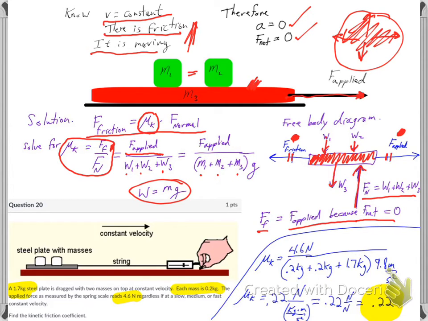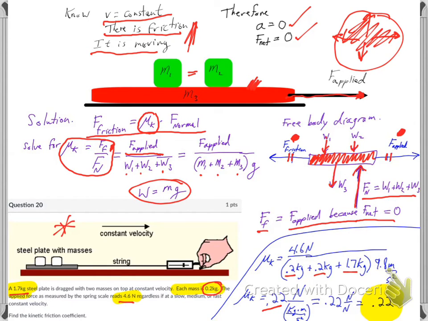Okay, now let's do some actual numbers. This is the diagram in the problem. Over here I have 1.7 kilograms, 4.6 newtons pulling, and each small mass is 0.2 kilograms. So I put the 4.6 newtons in the applied force, and 0.2, 0.2, 1.7 all added together times 9.8 under the 4.6 newtons, and I'm going to get 0.22 as my answer.